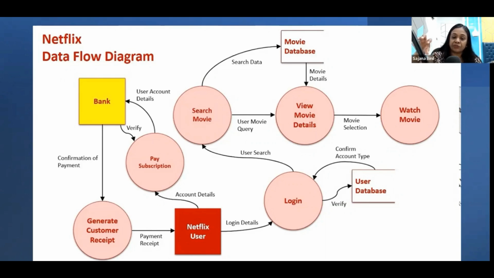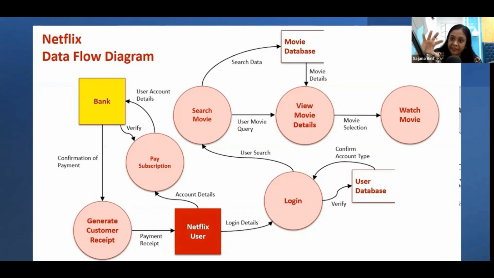Pay subscription passes on the user's account details and it connects with the bank database. Okay. It connects with the bank. Again, a bank is an external entity, so it's shown in a square shape box. Now the bank will verify information. So there will be a data exchange back and forth to verify the user, after which the bank will issue a confirmation of payment.